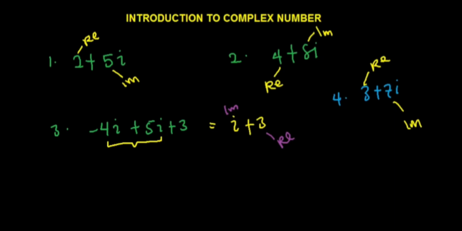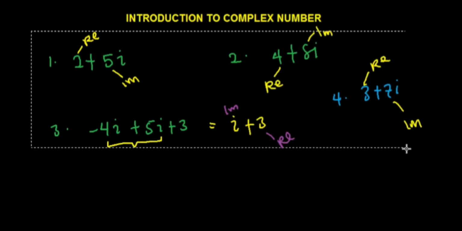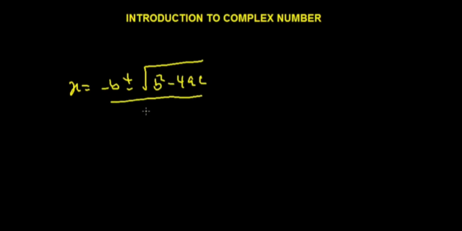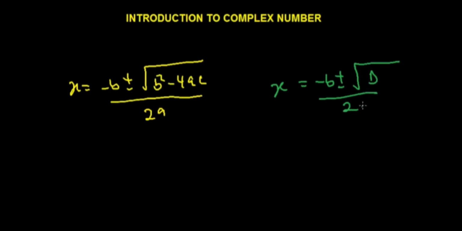Okay, so let's go on to get the derivation of complex roots. Let's quickly do that so that we can get to understand what is required more. You know that a quadratic equation is given by this: x is equal to minus b plus or minus square root of b squared minus 4ac, over 2a. Now we can also rewrite this in a short form as x equals minus b plus or minus square root of D, over 2a.